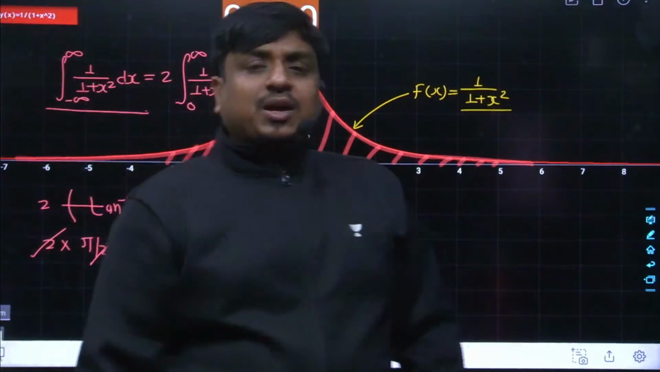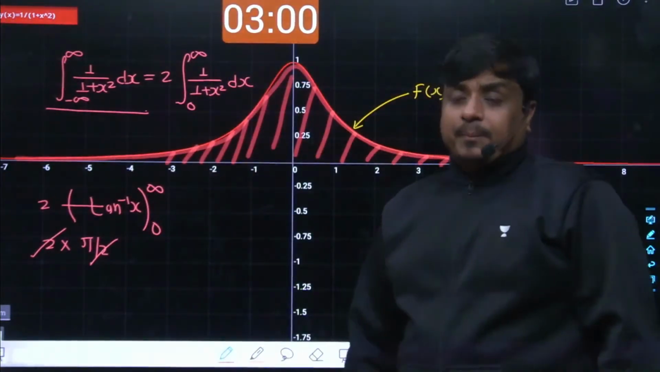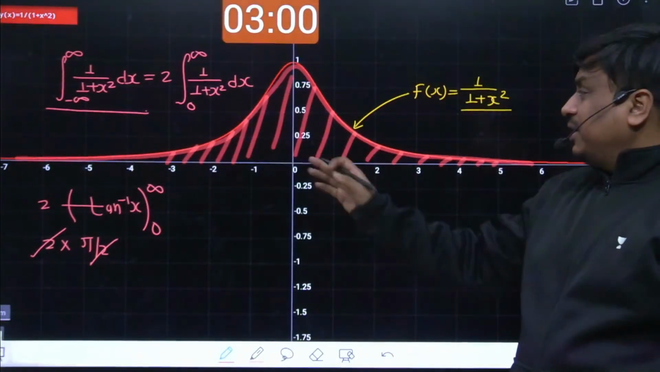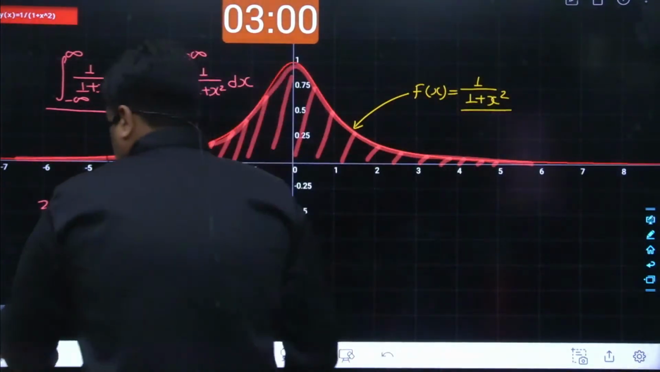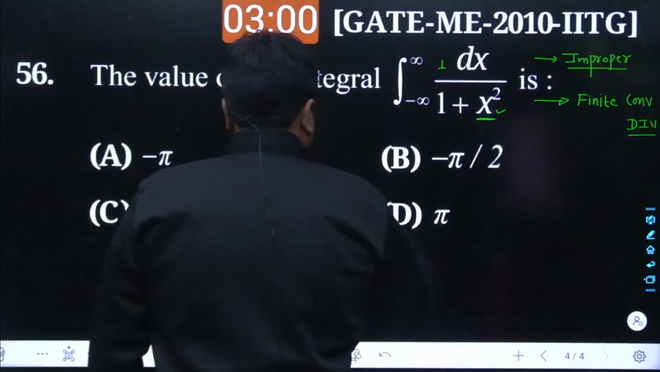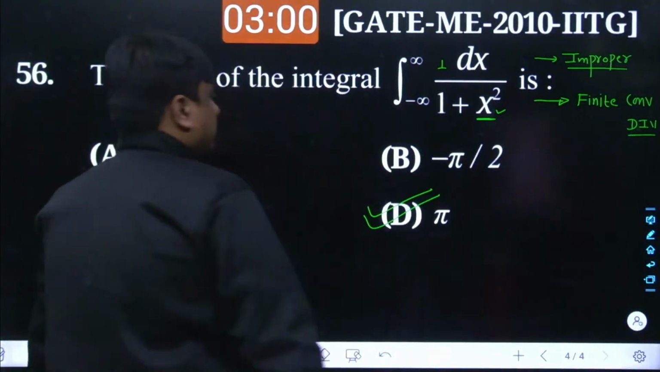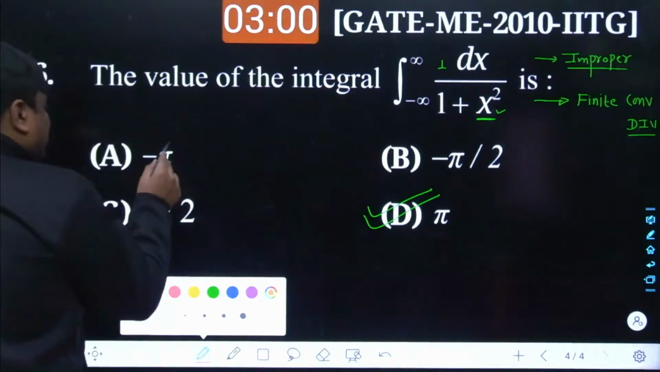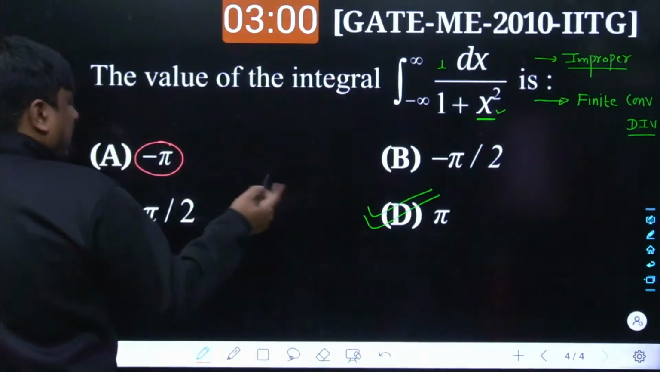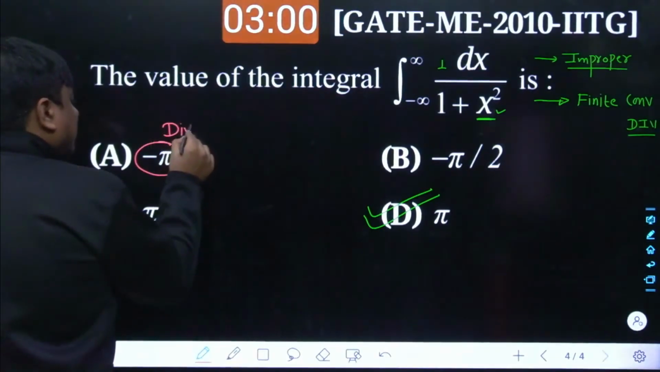So the area considered by 1 divided by 1 plus x square from minus infinity to plus infinity is supposed to be pi. So the answer for this given question is D. D is the best answer. Did you understand what I'm saying? This problem could have been asked in this way as well: the area is going to be pi, or this must have been written as divergent.